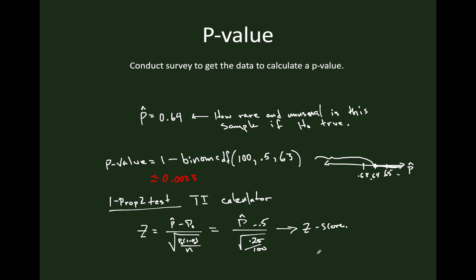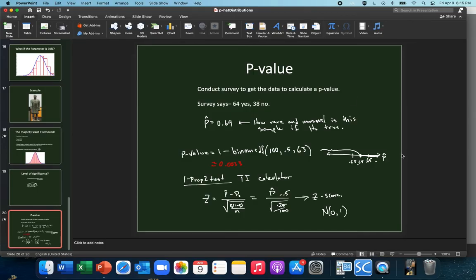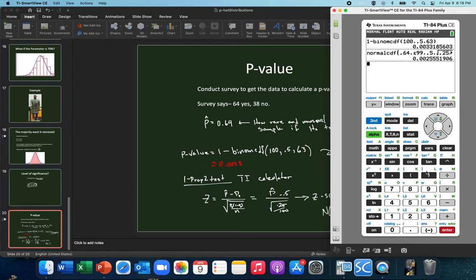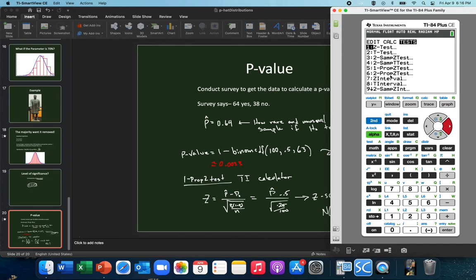And then we can use the standard normal distribution since we transformed our random variable from p hat to z. This is built into the calculator. Let me show you how easy this is. On the calculator, to get this approximate p-value using the normal distribution, we go to stat, go to tests, and choose one proportion z test, number 5.